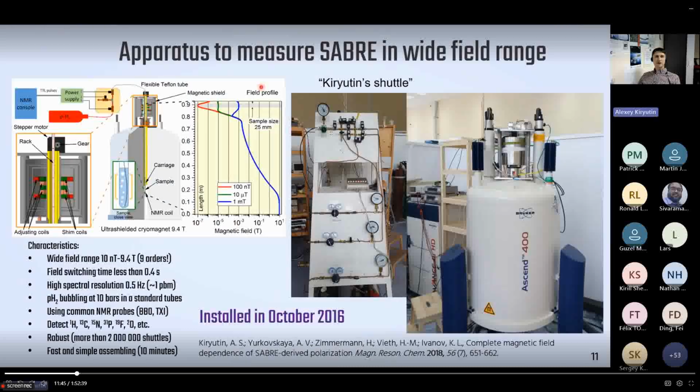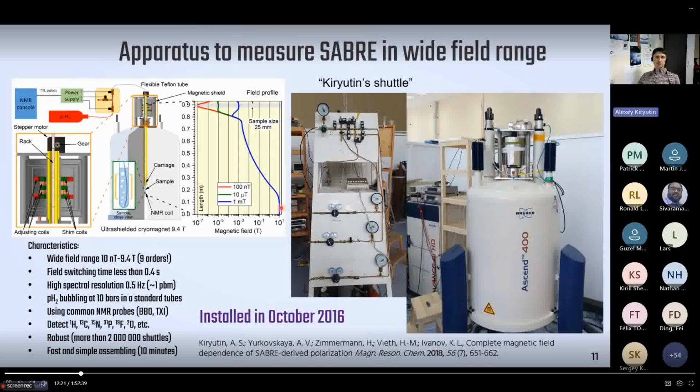To perform SABRE measurements in arbitrary magnetic fields, we already had a setup based on moving the sample along the axis of the cryomagnet, which I constructed in 2016. This setup allows us to vary the magnetic field from 2 millitesla to 9 Tesla by positioning the sample. At the top of the cryomagnet, a magnetic shield is installed with internal electromagnets, enabling the variation of the magnetic field from 10 nanotesla to a few millitesla. Thus, we cover 9 orders of magnitude in magnetic field strength.